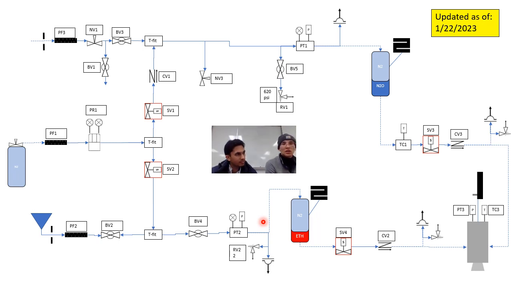Okay. Any other questions so far? I don't know if we've mentioned this, but I'll go through some of these valve abbreviations again really quickly. BV is ball valve. NV is needle valve. SV, we already said, is solenoid valve. PT is pressure transducer. RV is pressure relief valve. PF is particulate filter. CV is check valve. What you're seeing right there is the burst disc.